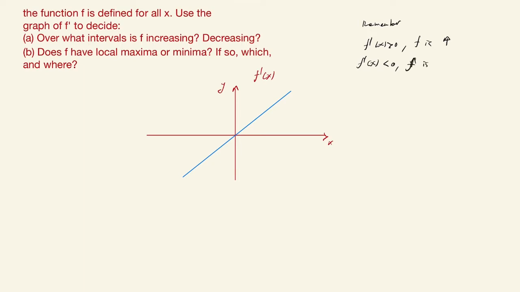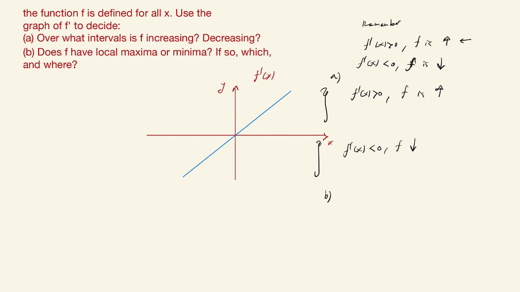So remember, if the first derivative is positive, then f is increasing, and if the derivative is negative, then f is decreasing. So for part a, what we have to care about is whether the graph is above the x-axis or below the x-axis. If it's above the x-axis, then f prime of x is positive, which means our original function is increasing. And for lower x values, f prime of x is negative, therefore the function is decreasing.